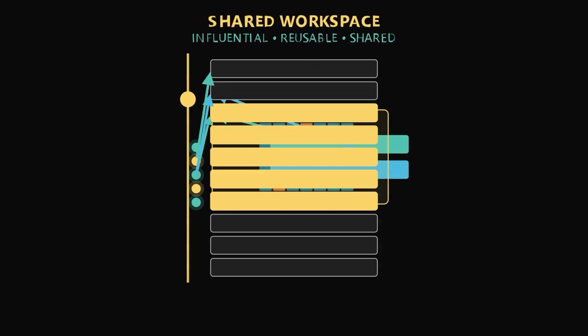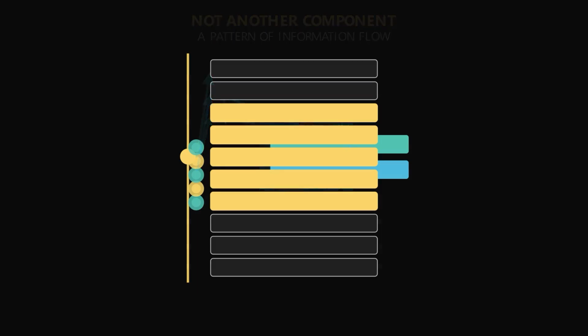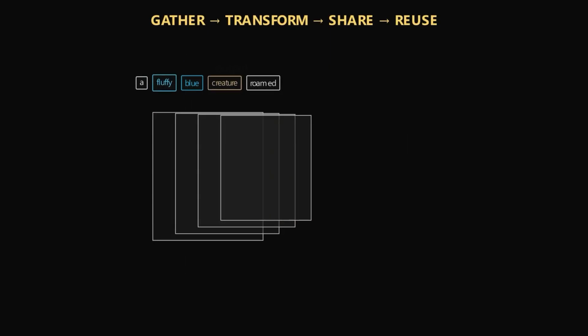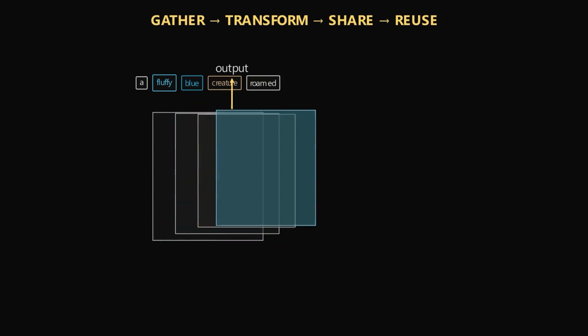The important point is that the workspace is not another component added to the transformer. It is a way of describing a special pattern of information flow occurring within the existing transformer layers. This gives us a different way to think about intelligence in large language models. Not as something sitting in one neuron or one layer, but as information being gathered, transformed, shared, and reused across the network.